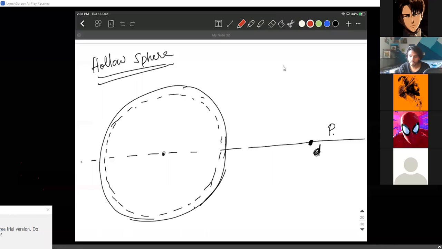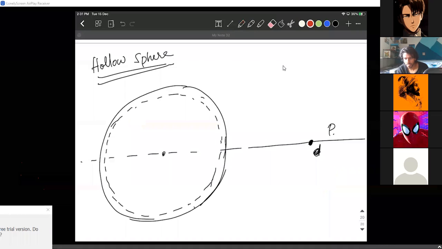The answer simply comes as GM by r square, simply like a point mass. Then we do it for inside the sphere. The value comes as 0. So the answers are this simple. So please bear with me throughout this entire process. Do you want me to discuss it or do you want me to skip it?